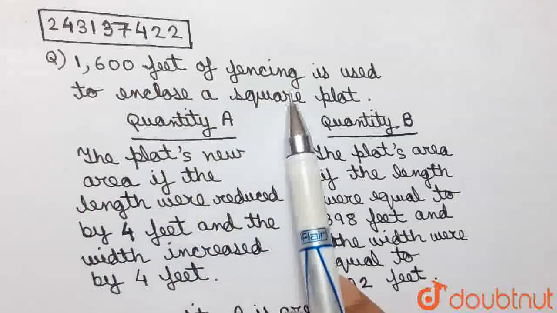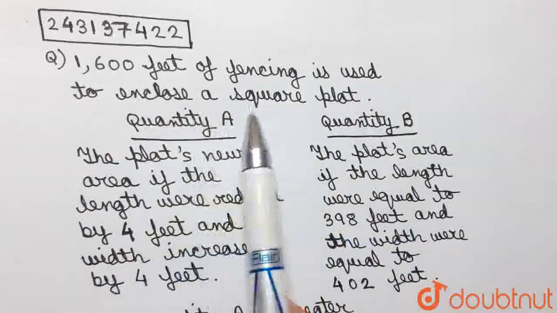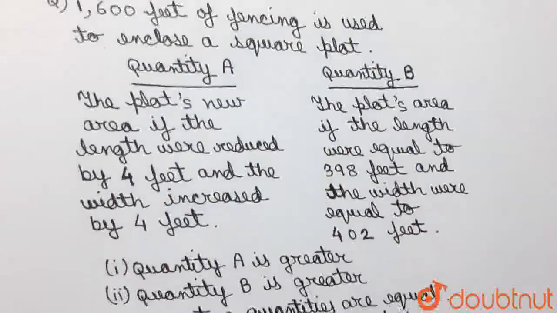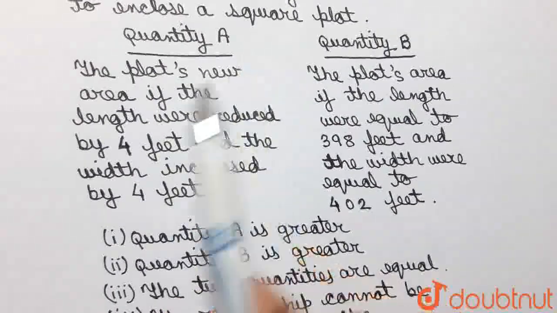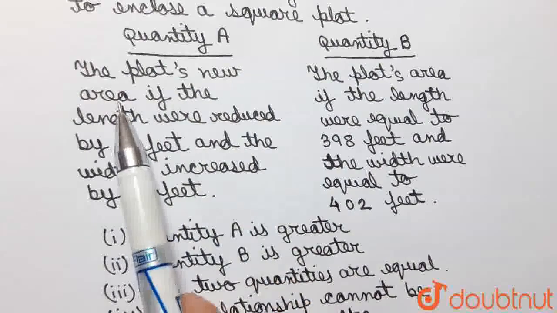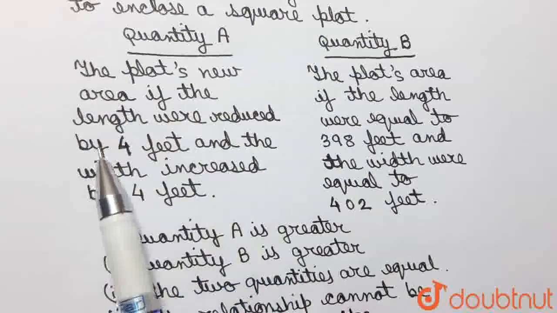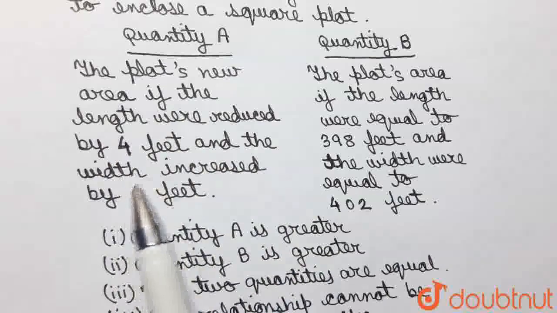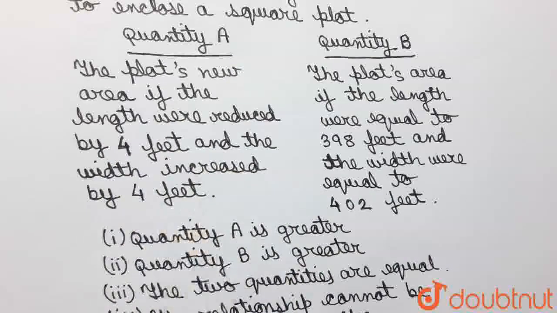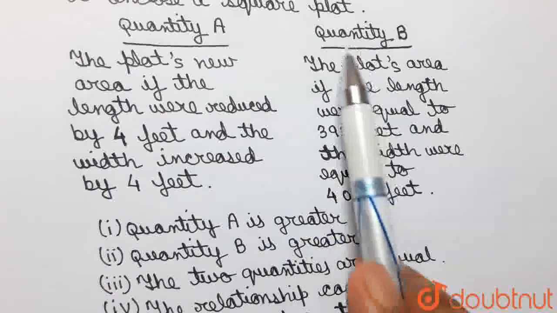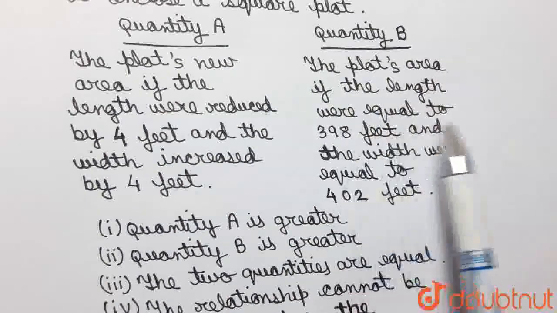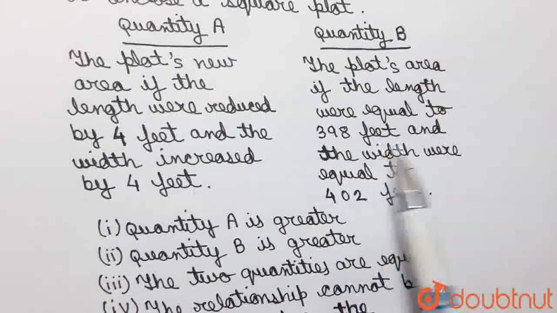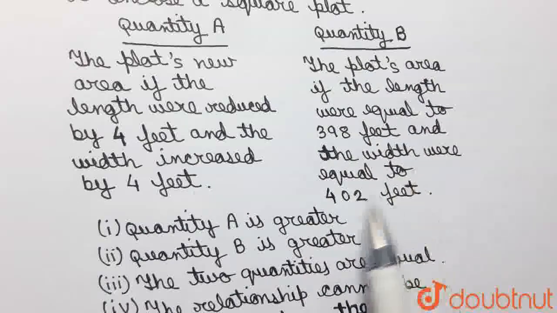1600 feet of fencing is used to enclose a square plot. Now we have been given two quantities. Quantity A is the plot's new area if the length were reduced by 4 feet and the width increased by 4 feet. Whereas quantity B is the plot's area if the length were equal to 398 feet and the width were equal to 402 feet.